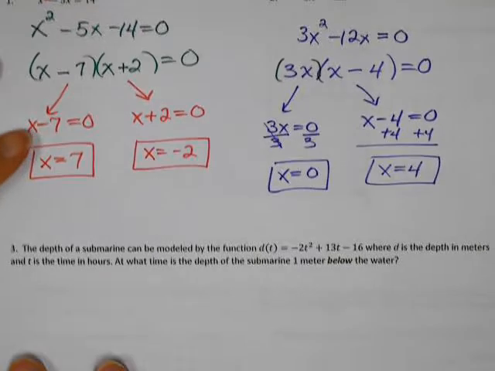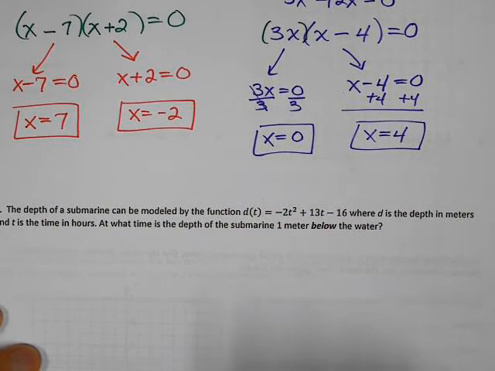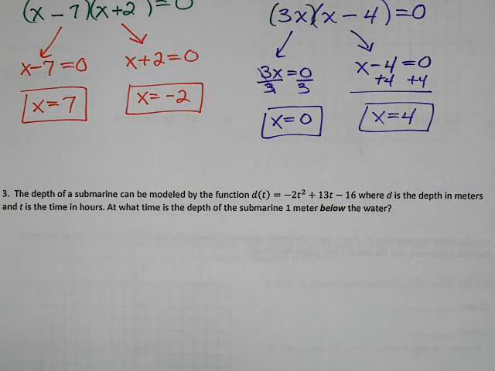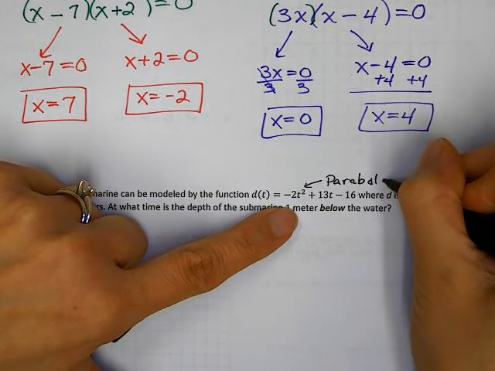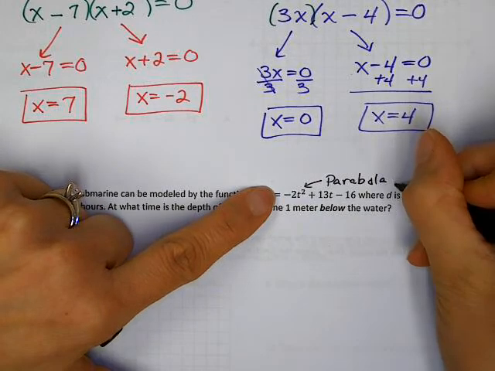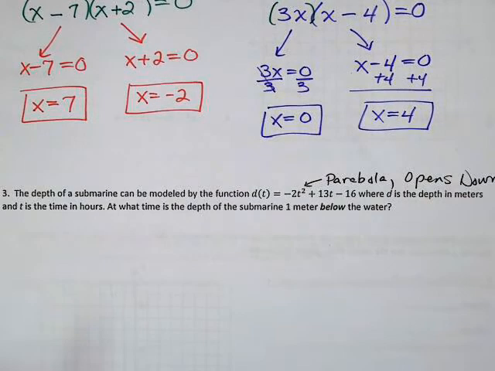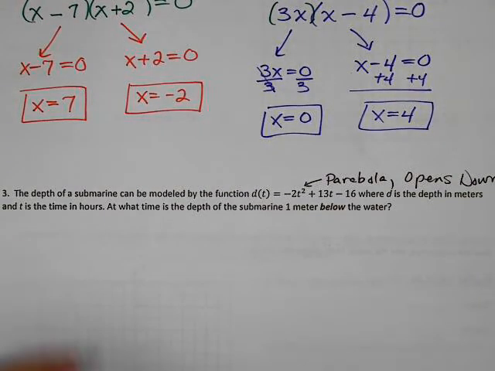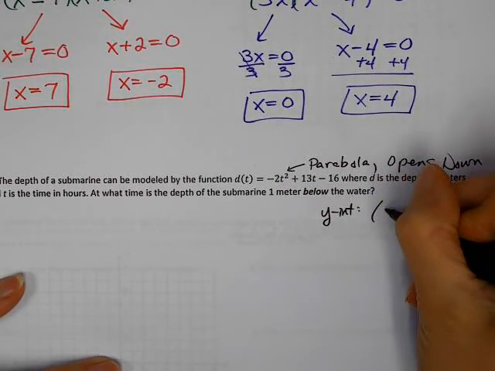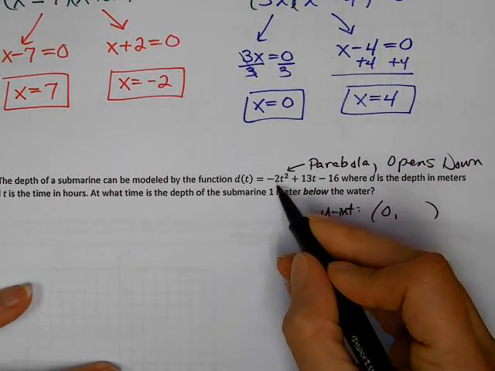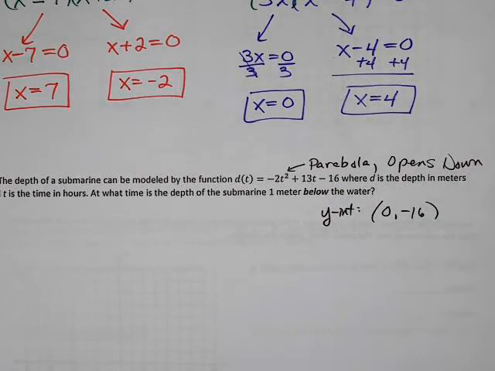Number 3. The depth of a submarine can be modeled by this parabola. Okay. So let's see. I know that it is a parabola shape. Since it's a negative, I know it's going to be opening down. It opens down. Let's see. How about a y-intercept? Those are always easy to find. Yeah, y-intercept. You plug 0 in for the t, 0 plus 0, it's going to be negative 16. It just kind of helps me get things started.